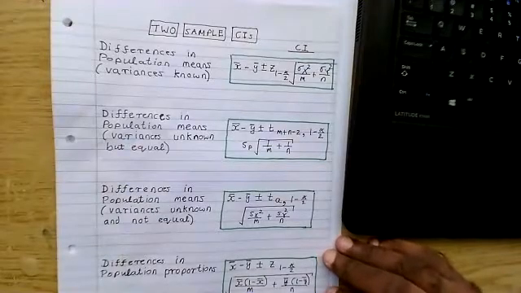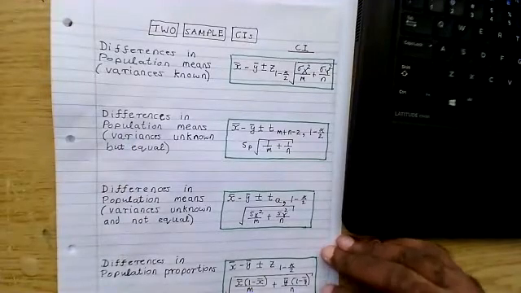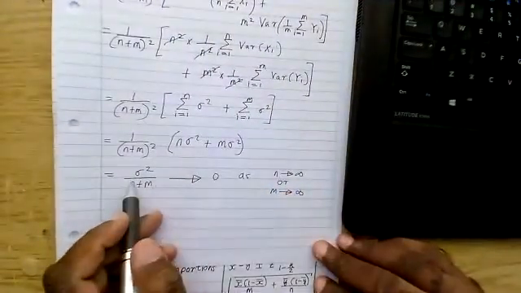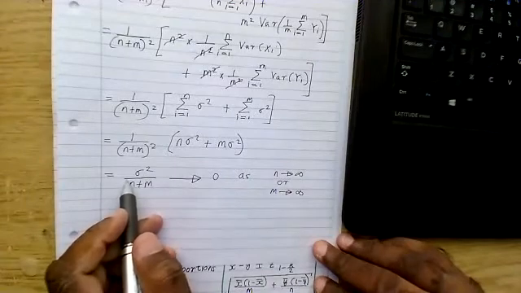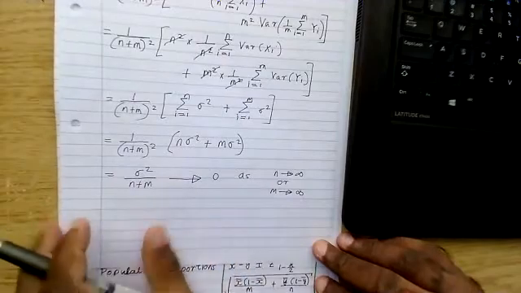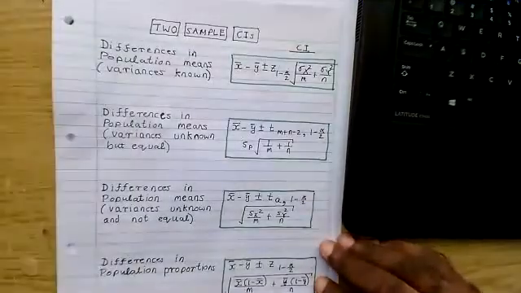sorry, just a minute, Harry. The final answer for question 3 is this one, Harry. This is the final answer for question 3, part 2. And as n or m goes to infinity, this goes to 0. All right.